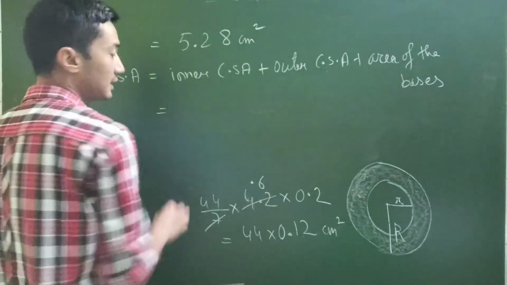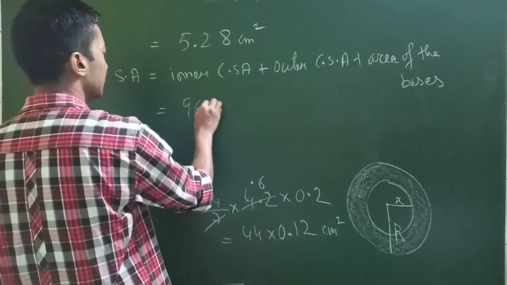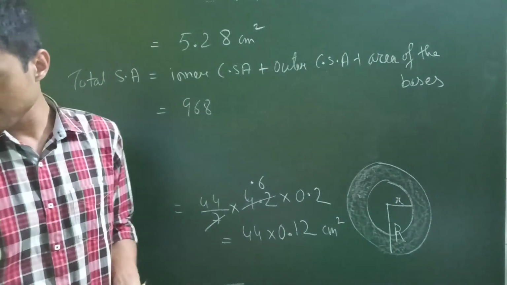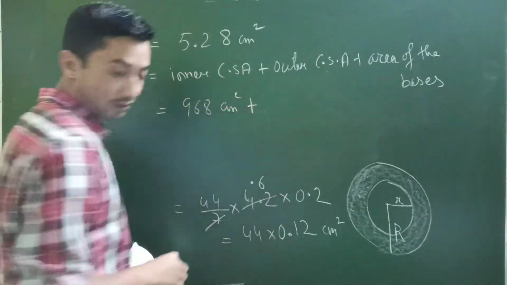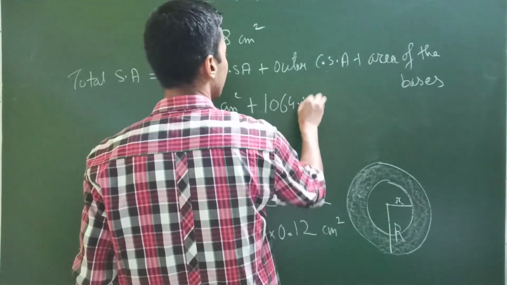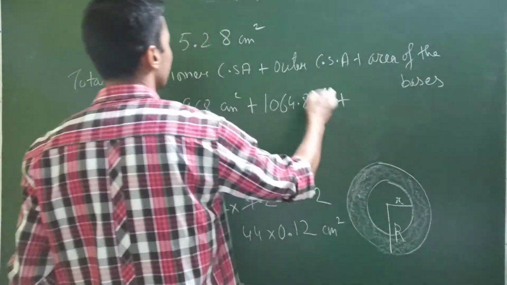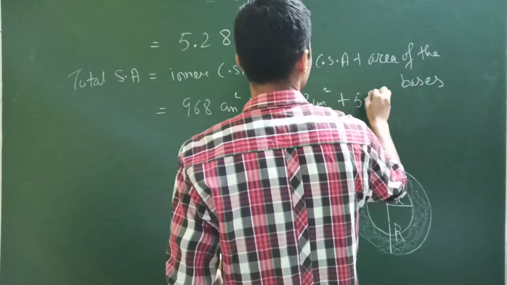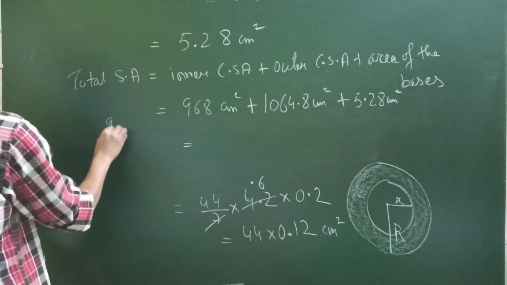So what was our inner curved surface area? Our inner curved surface area was 968. What was the unit? Meter or centimeter? Okay, centimeter square, plus the outer curved surface area, 1064.8 centimeter square, plus the area of the two bases, the shaded portion, that's 5.28 centimeter square. Let's add this.